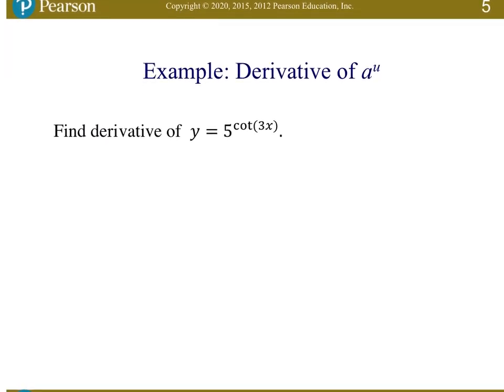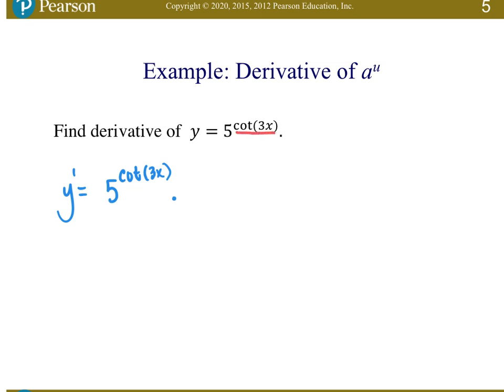All right, here's another one. Okay, so you look for the variable. Okay, I see the variable here. It's part of the power. It's part of the exponent, and so I need the exponential rule. So y prime says, start with itself, 5 to the cotangent of 3x. Then multiply by the derivative of u. And the derivative of u, well, u is this whole portion up here.